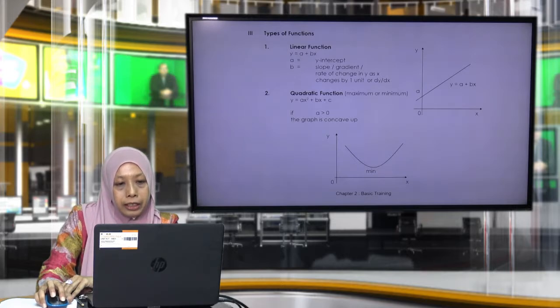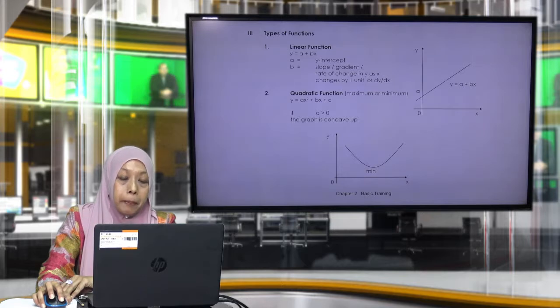If you look here, what we have is a diagram, a graph. It is a straight line curve. So this is a graph that shows a linear function. As you can see, in a linear function the graph can be either upward sloping or downward sloping depending on the slope. On this diagram, we have an upward sloping curve. Therefore, the slope is positive.